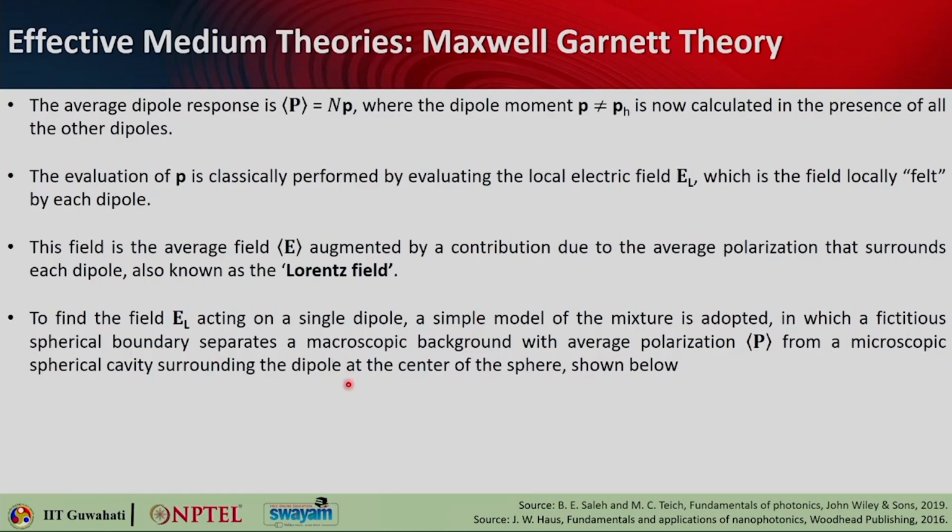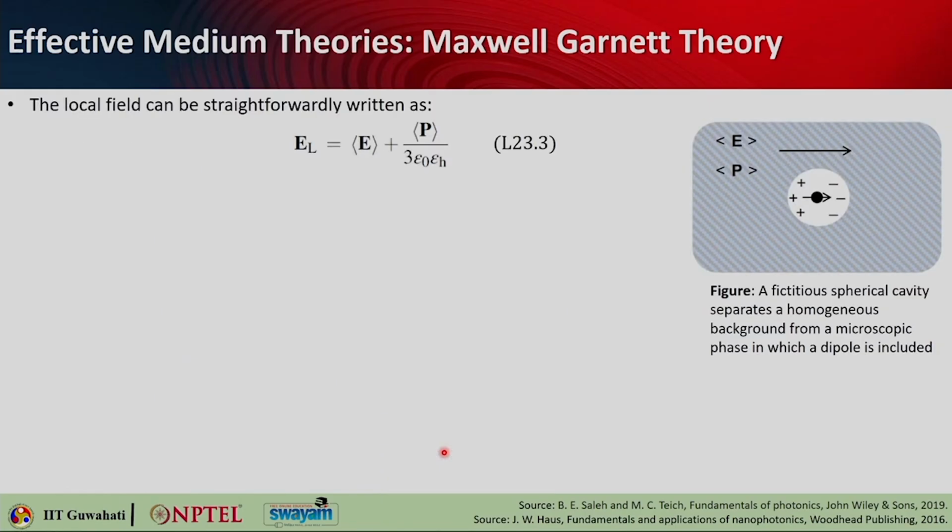Now, how do you find this E_L? To find E_L acting on a single dipole, a simple model of the mixture can be adopted, where a fictitious spherical boundary like this separates the dipole from the background media. This background media has an average polarization P and an average electric field E, but the dipole is inside a spherical boundary which is separated from this macroscopic background. With that, you can write the local electric field E_L as the average electric field plus the polarization divided by 3 epsilon naught epsilon_h, and from that you can also write the dipole moment small p, which is given by this expression.